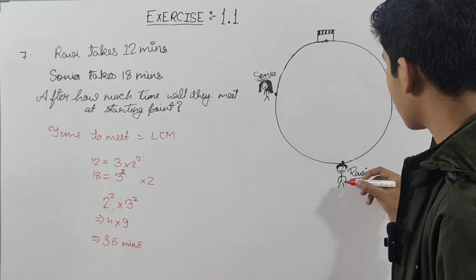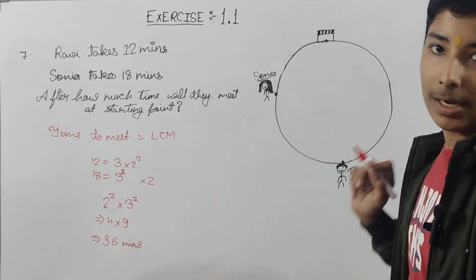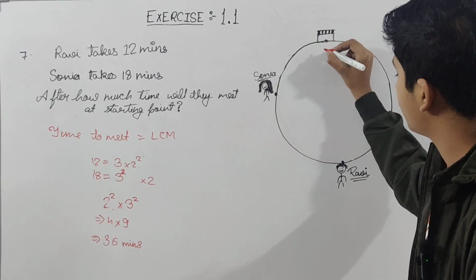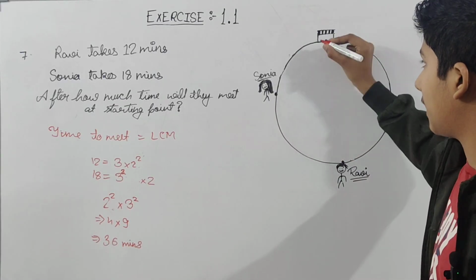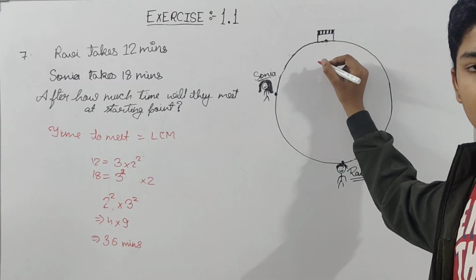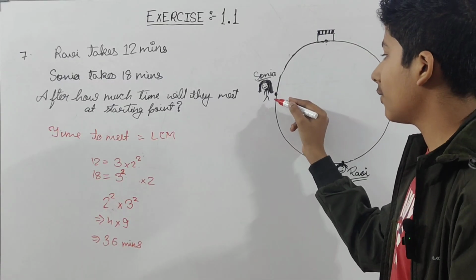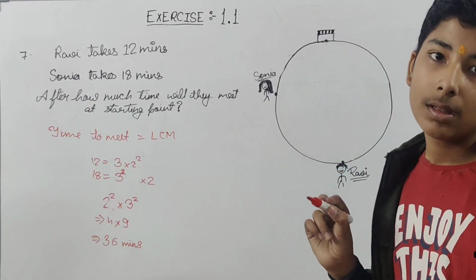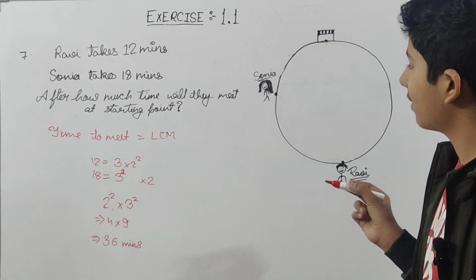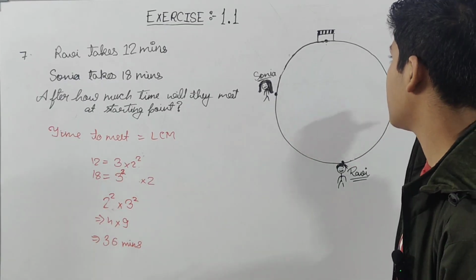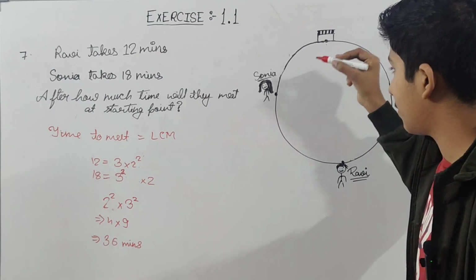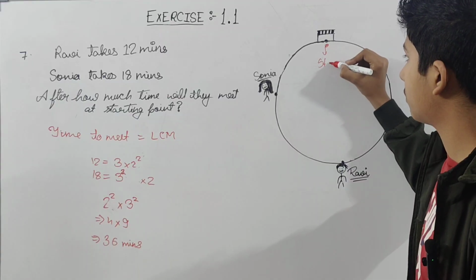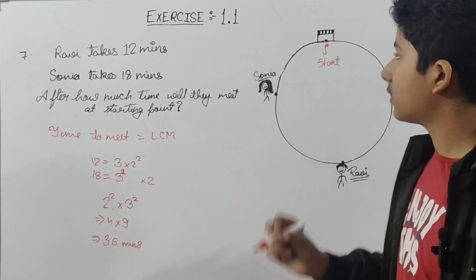After 36 minutes, Ravi will have completed 3 rounds. How? 36 upon 12 is 3. So he will be here at that time after completing 3 rounds. But she will have completed only 2 rounds, because 36 divided by 18 is 2. So after she completes 2 rounds and he completes 3 rounds, they will meet over here at the start point.